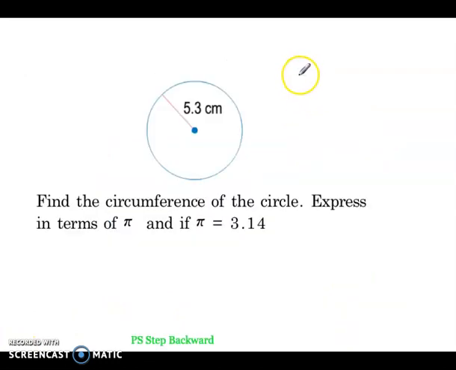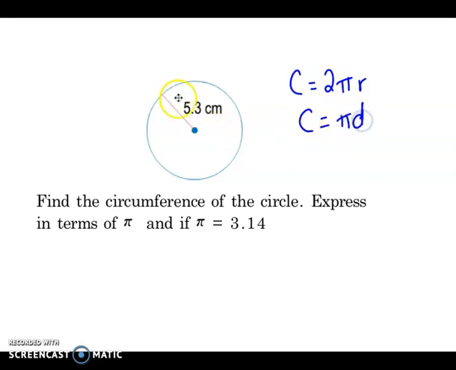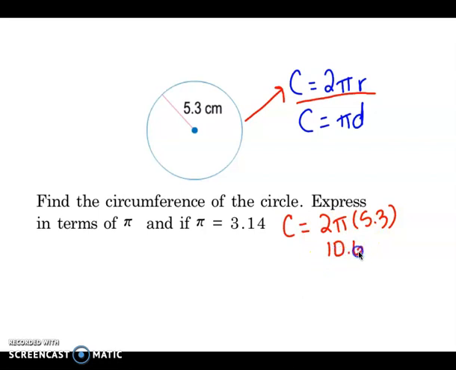Now, it's the same idea, we're finding circumference, but let's look at the formulas. You have 2 pi times the radius, or pi times the diameter. When looking at this circle, hopefully you realize that you were given the radius. So the easiest formula to use is the first one. So you sub in 5 and 3/10 for the radius. And this is just multiplication. So you do 2 times 5 and 3/10 and you get 10 and 6/10 pi.